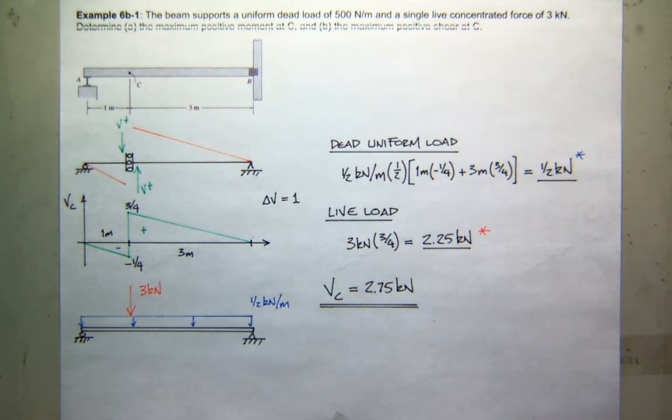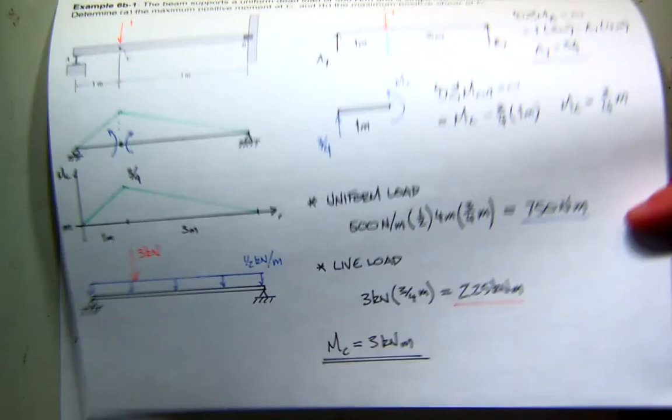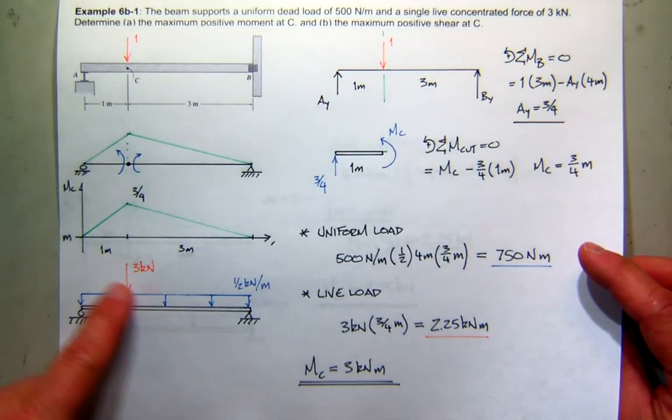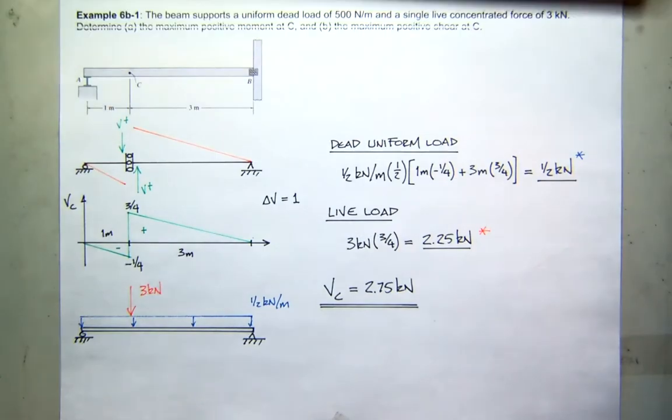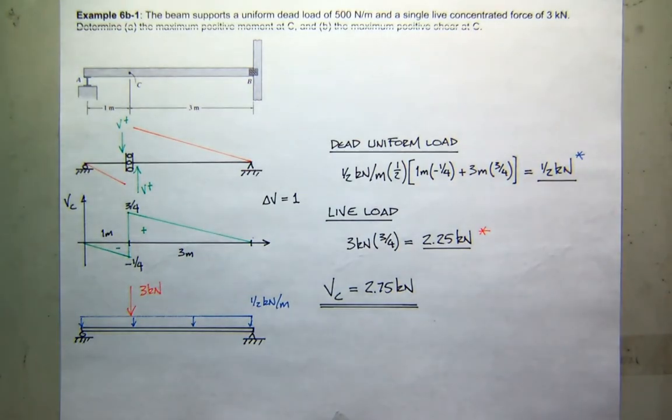So interesting enough, in this particular problem, if you flip back, we got the same basic position to find the maximum moment at C and the maximum shear at C. Is that always true? No. It just turned out this way. But probably pretty close. So any questions about that one?